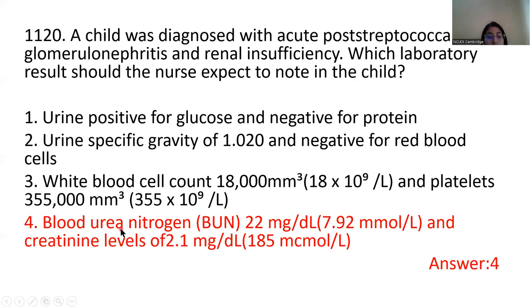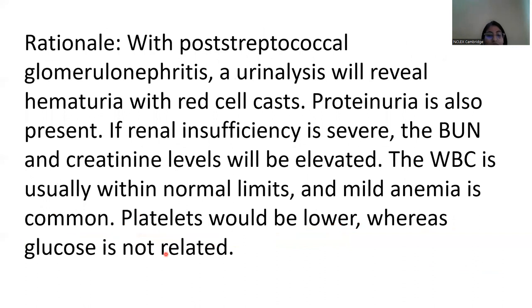So, the answer is blood urea nitrogen 22 mg per deciliter and creatinine level of 2.1 mg per deciliter. Now we can see clearly that there is renal insufficiency, so there will be alteration in the kidney function test. When the kidney function test is altered, BUN and creatinine levels will be altered. Now let's see what the normal values of BUN and creatinine are.